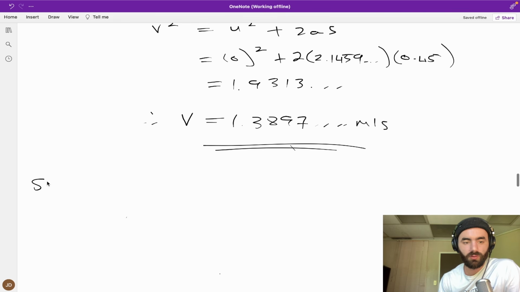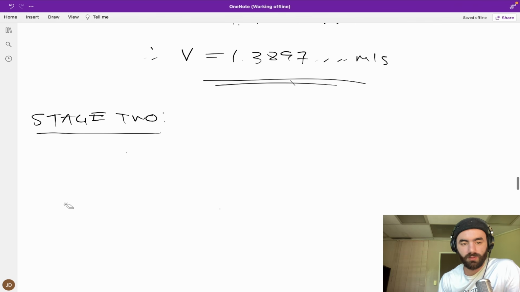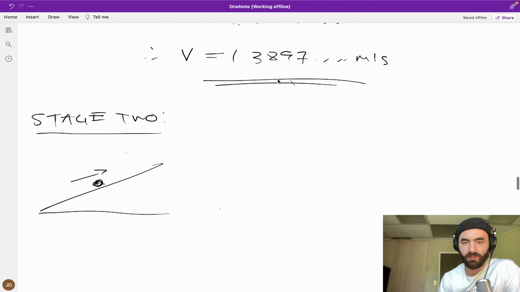So for stage 2, now B is in free motion up the slope. The string has snapped, so it's just in free motion and it's moving at an initial speed of 1.387 meters per second. The acceleration down the slope we don't know, but we can find that pretty easily. And the final velocity, the distance we want, is this distance, v2, right?